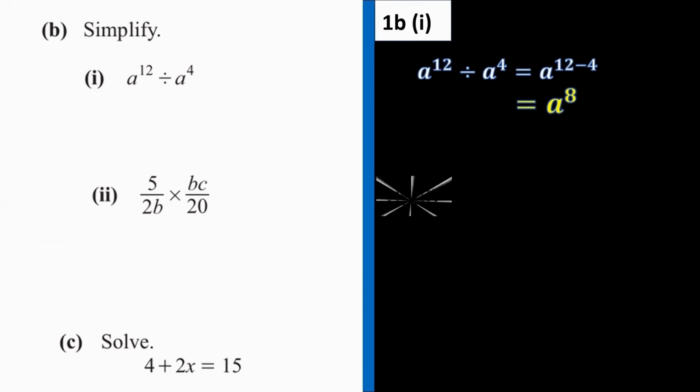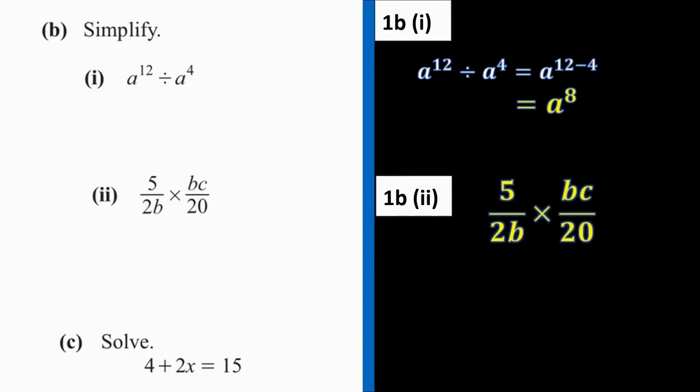We move on to the next part, that is 1bii. We are asked to simplify this algebraic fraction, and so we are going to use 5 to divide 20 first. 5 divided by itself is 1. When 5 goes into 20, we have 4. And then we look at BC over 2B. B is common, B is in the numerator, and B is in the denominator. So we cross out these B's, and then we multiply.